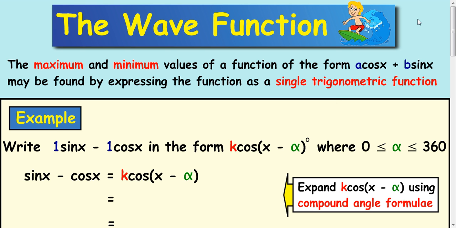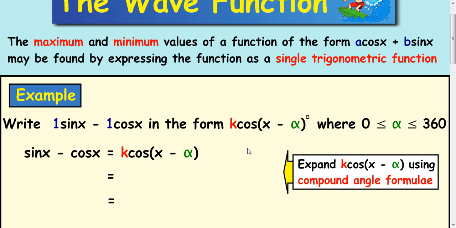In this lesson, we're going to look at how to calculate maximum and minimum values and where they occur when you add or subtract two different wave functions. So this example says write 1 sin x minus 1 cos x in the form k cos(x minus alpha). And later on we're going to find the maximum and minimum values and find where along the x-axis they exist.